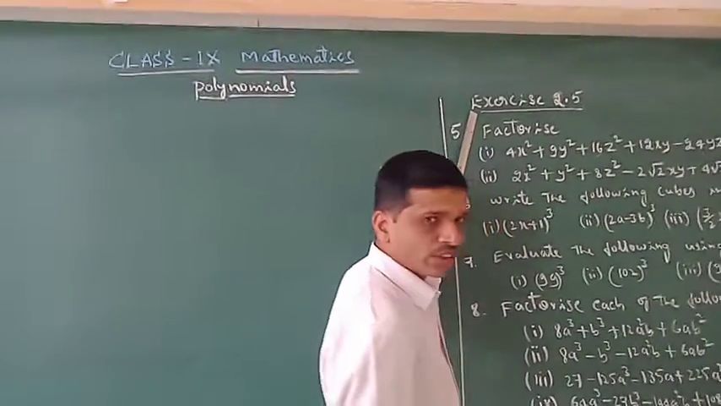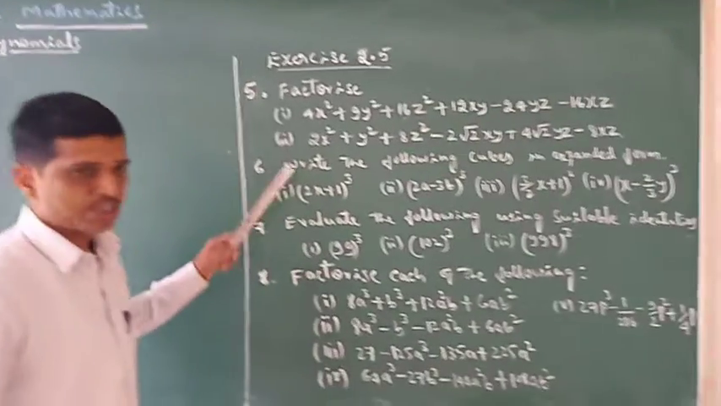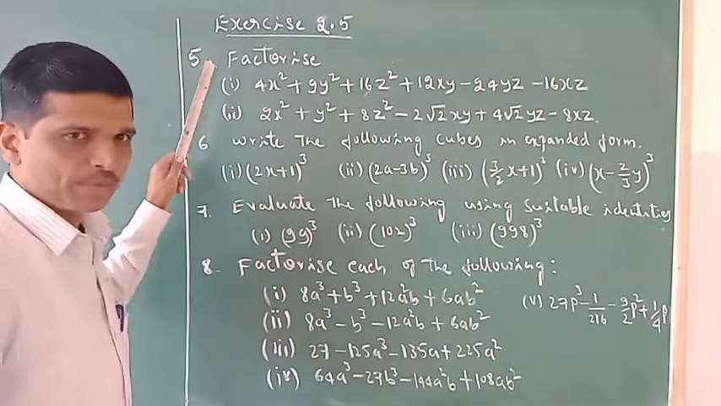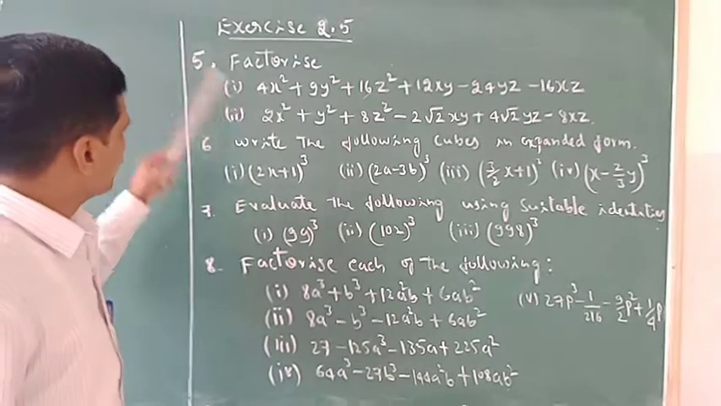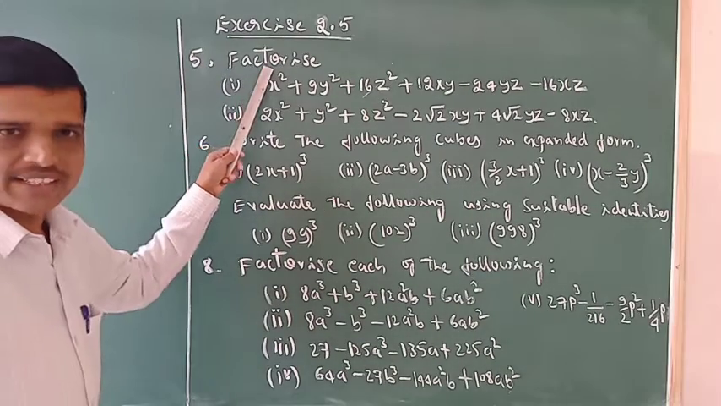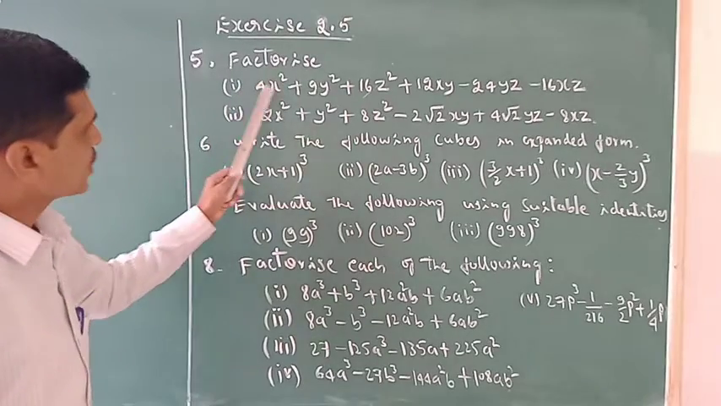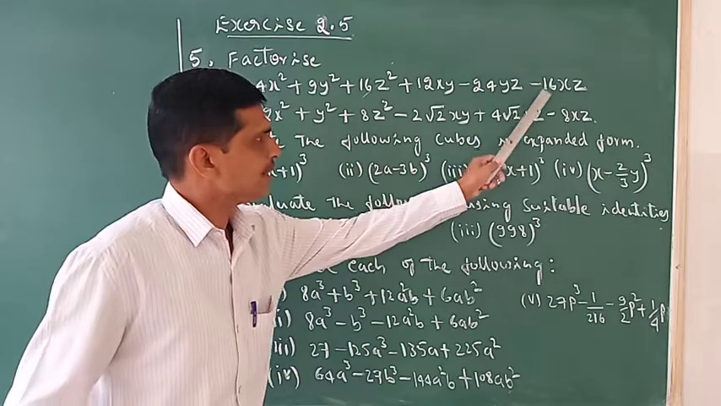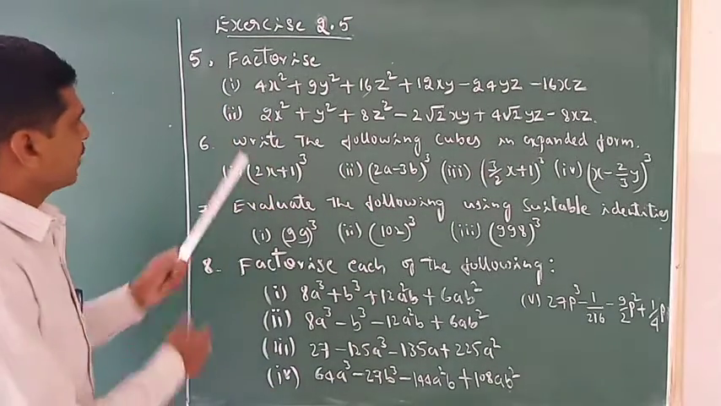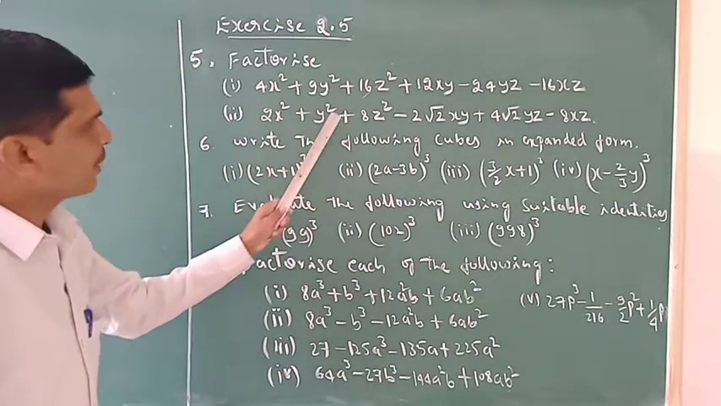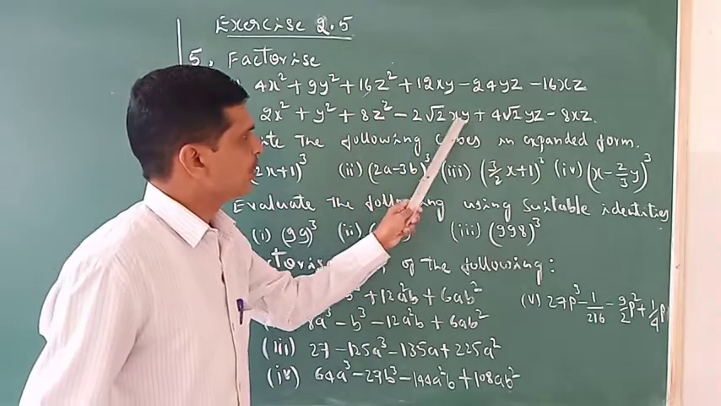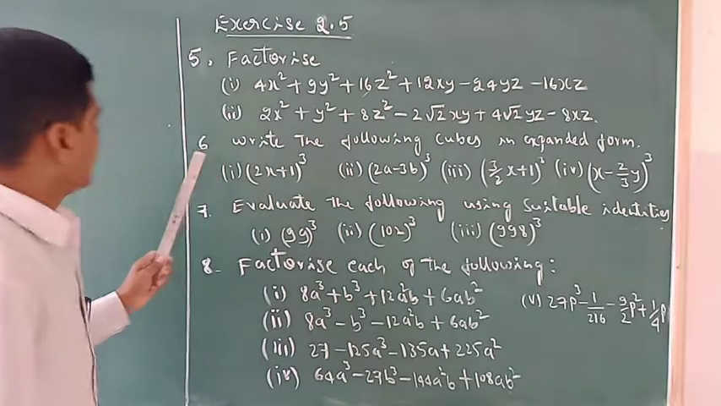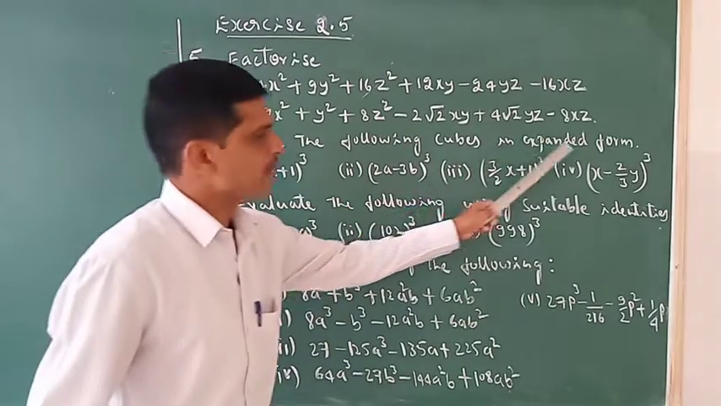So I listed over here some of the questions, so please go through it. Exercise 2.5. Up to this fourth question I completed, so today I am going to continue the next. Fifth, factorize. The first one, 4x square plus 9y square plus 16z square plus 12xy minus 24yz minus 60xz. Second one, 2x square plus y square plus 8z square minus 2 into root 2xy plus 4 into root 2yz minus 8xz.